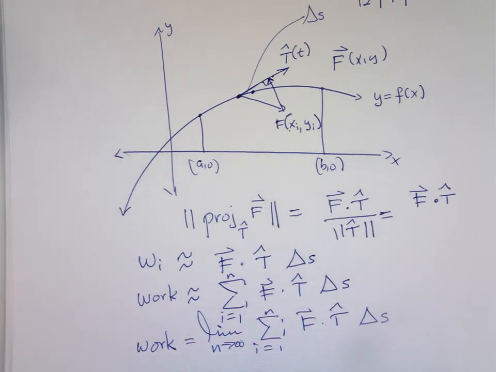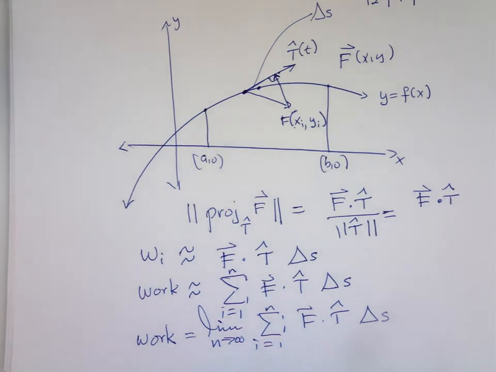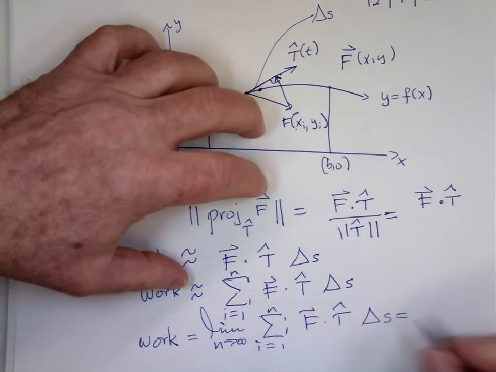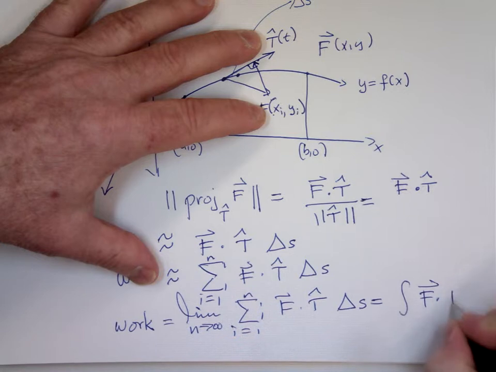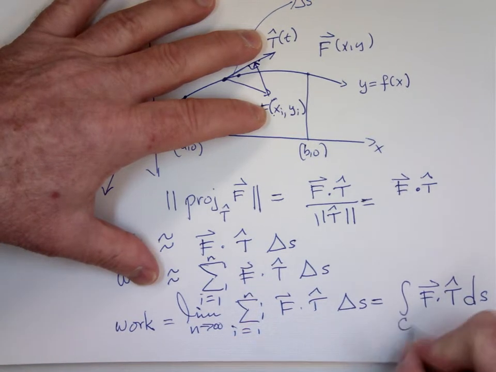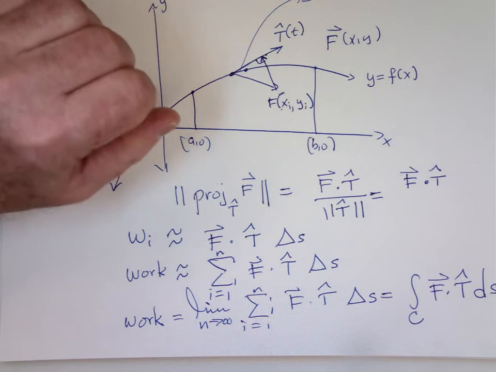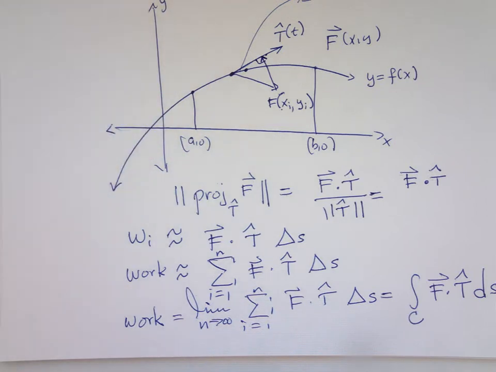And what kind of a sum is this? We've heard of this before. It's a Riemann sum, but it's in terms of s, unfortunately. This is equal to the integral of F dot T ds. It's a line integral over that path. We don't do the line integral directly. What we do to evaluate a line integral is change it to a regular integral in terms of a parameter t.